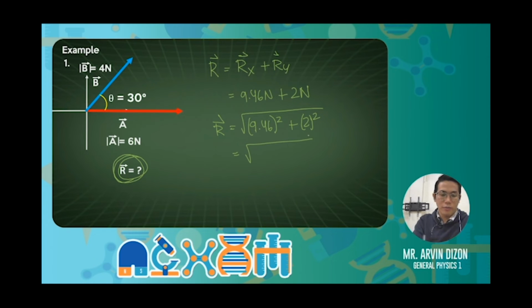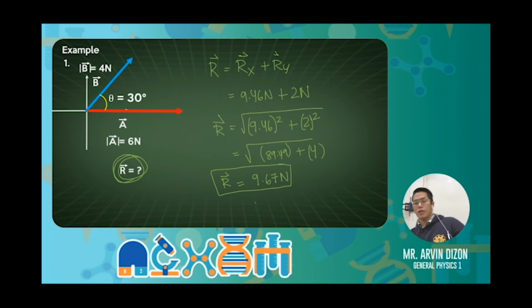So let's square first 9.46. 9.46 squared. So we're going to have 89.49 plus 4. Plugging that on the calculator, 89.49 plus 4, the answer here would be 9.67 newtons. So the value of our resultant is 9.67 newtons.